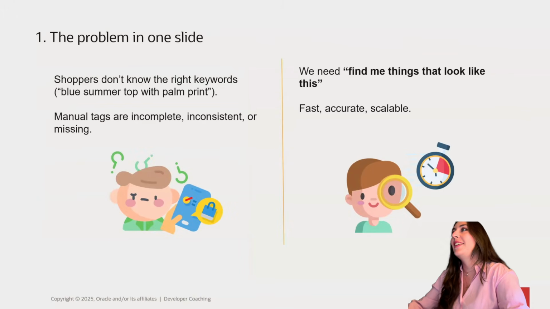So let's start. We're going to talk about the shopping experience. You know that in theory, search is very easy. You just type what you want and then you get the right item. In practice, shoppers don't know what the right keywords are. So instead of typing, give me the blue summer top with palm print, for example, we are going just to type blue t-shirt, and hopefully we are going to find the best.